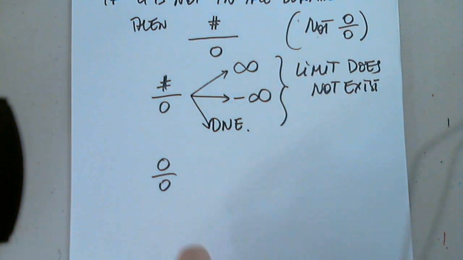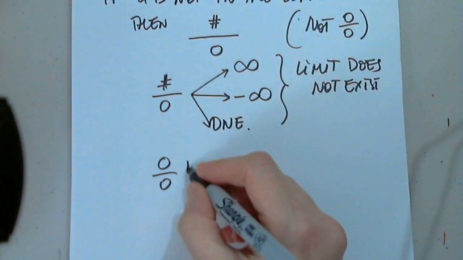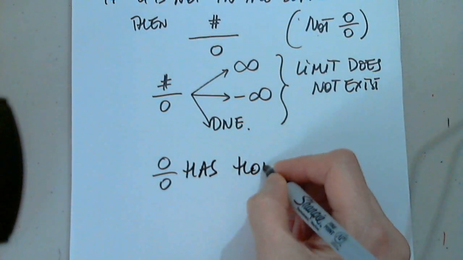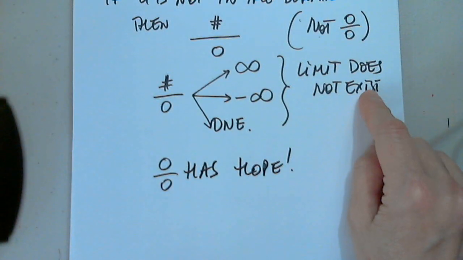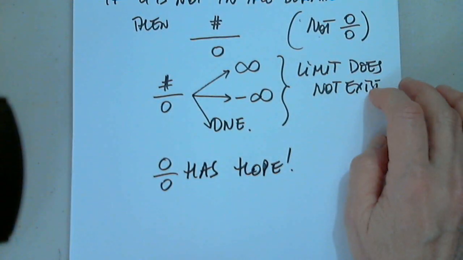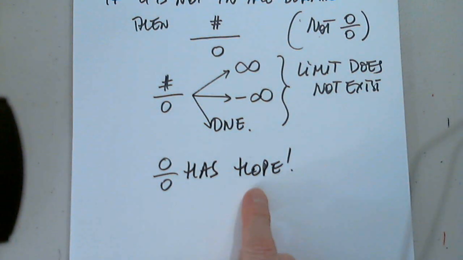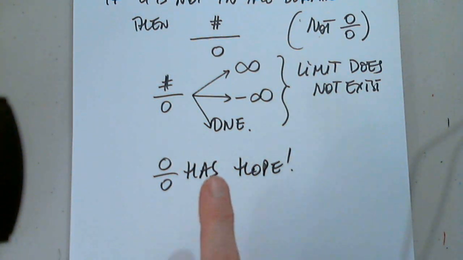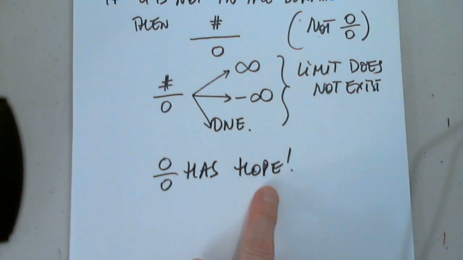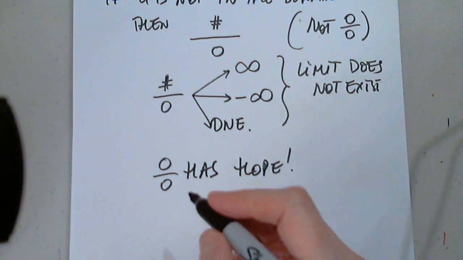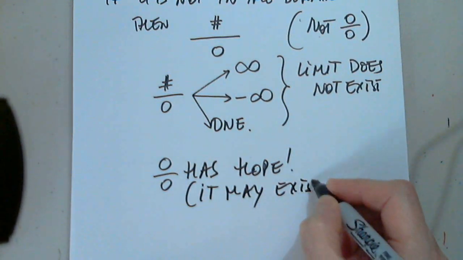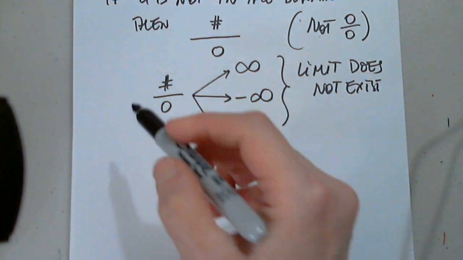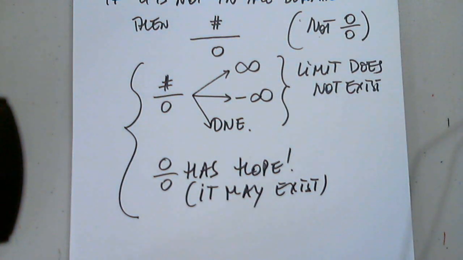But the answer has to be either infinity or negative infinity or DNE. However, this situation has hope. What does that mean? It could still be DNE, or does not exist, but it has potential. It may exist. When we say it has hope, there is no guarantee. We are only saying it may exist. So this is a very important classification.